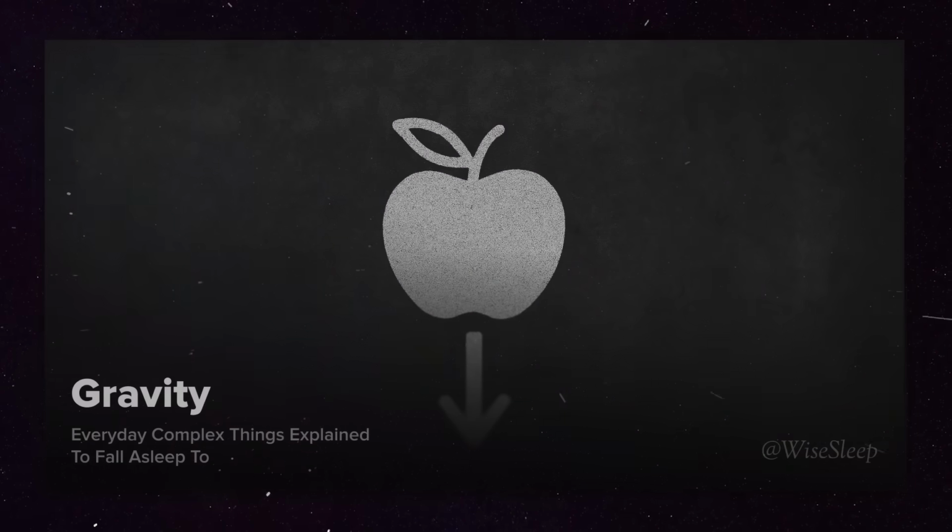Gravity. Every time you drop your phone, pour a glass of water, or sit in a chair, you're interacting with gravity. It's the force that keeps your feet on the ground and everything else from floating away. Gravity is the natural attraction between objects that have mass. The more mass something has, the stronger its gravitational pull. Earth is massive, so it pulls everything toward its center, including you. That's why objects fall downward and why you feel your weight pressing into the floor.